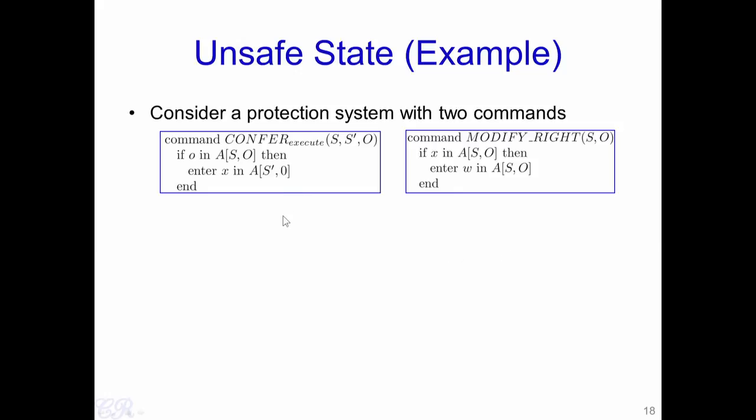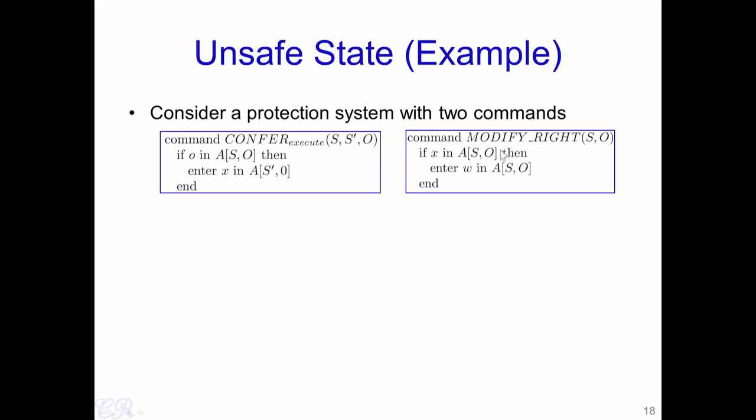We will look at an example of an unsafe state. Let us consider these two commands. One is confer execute, where the subject S wants to confer on the subject S prime the execute right for O. This command, confer execute S, S prime, O, states that if a subject is the owner of the object O, then it can give the right X, the right to execute object O, to another subject S prime.